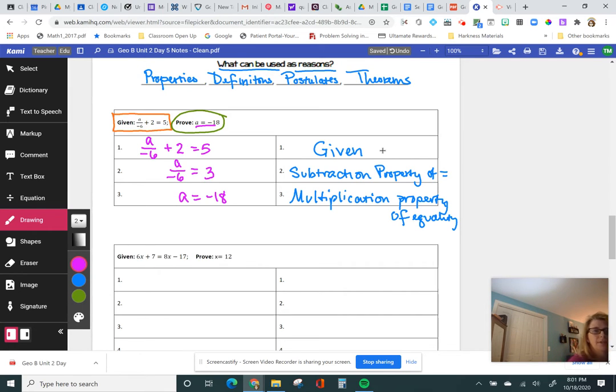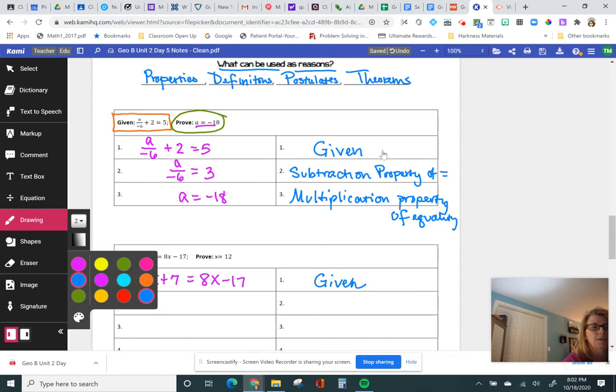Now, what is the given statement? It says 6x plus 7 equals 8x minus 17. And once again, our reason is because they gave it to us. So it's given. All right. So I'm going to go over here. What am I going to do next?